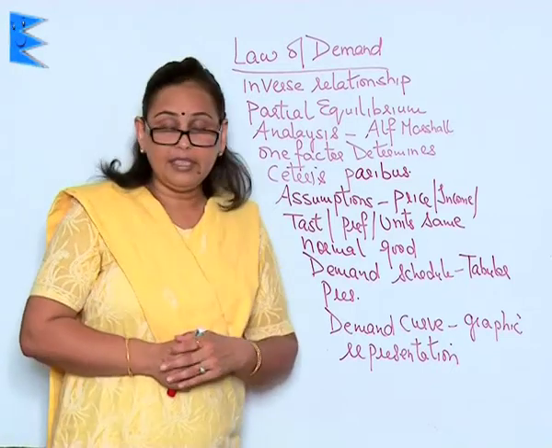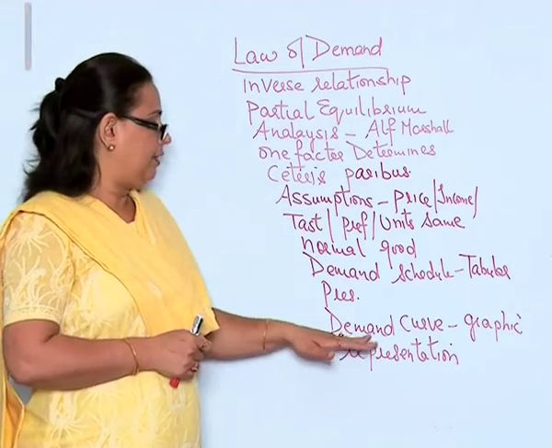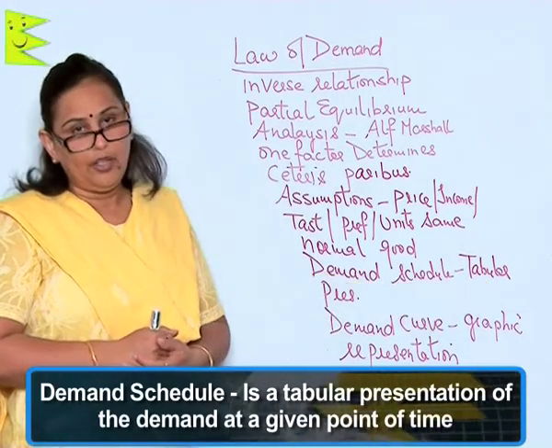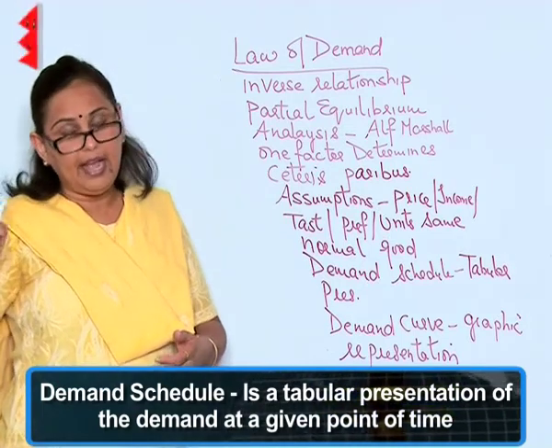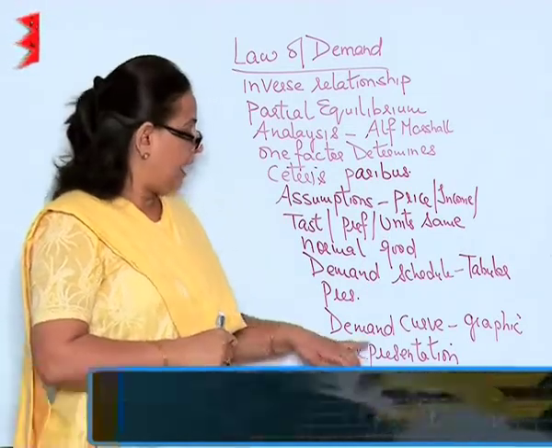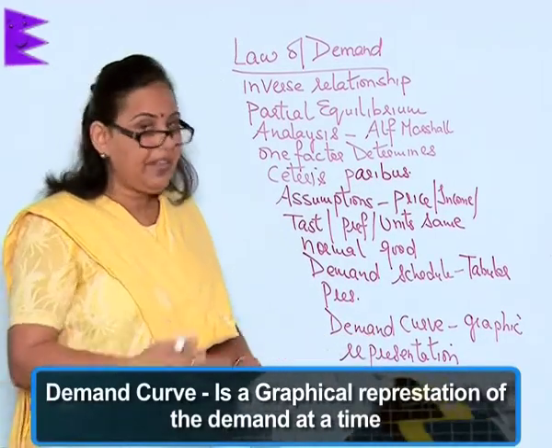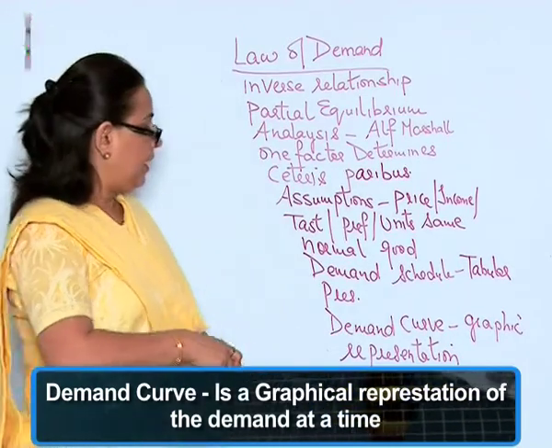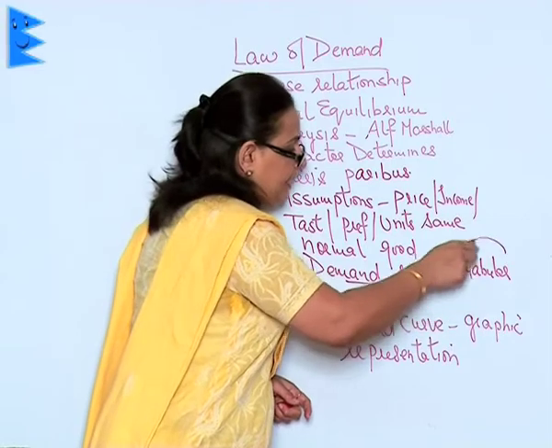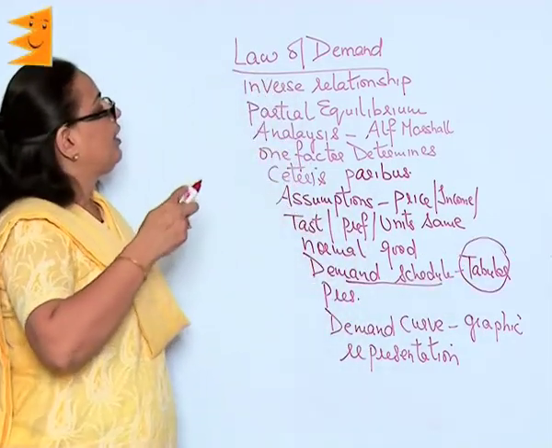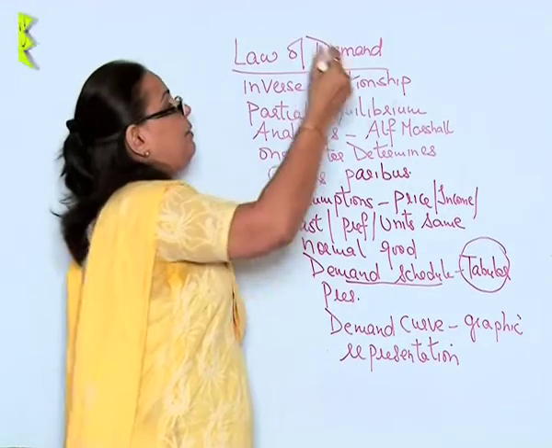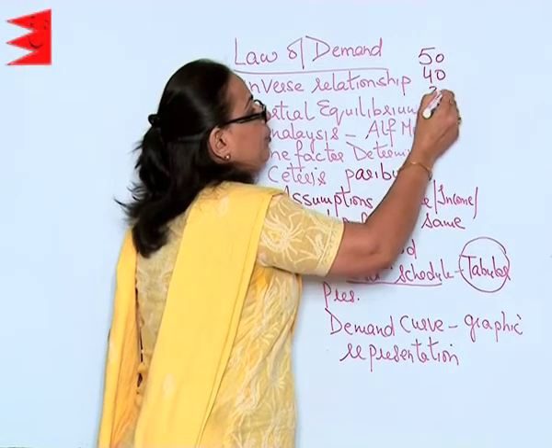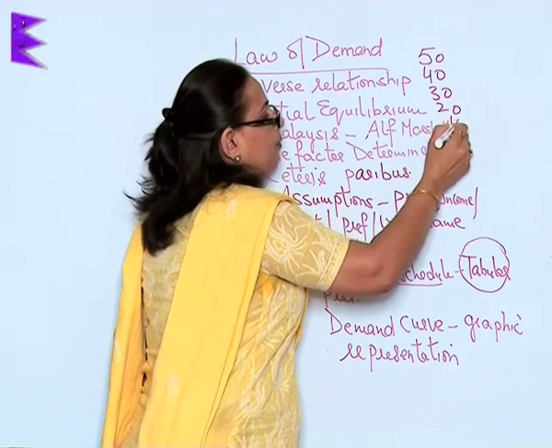Well, another thing is the demand schedule and the demand curve. A demand schedule is a tabular presentation of the demand at a given point of time, whereas a demand curve is a graphic representation of the demand at a time. For example, a demand schedule is a tabular presentation. So it could be that the price is 50 rupees, 40 rupees, 30 rupees, 20 rupees and 10 rupees, right?